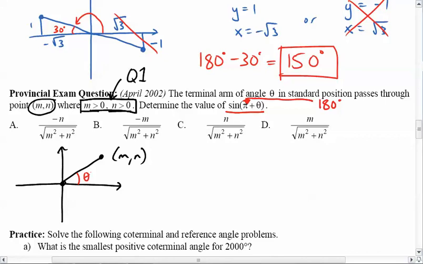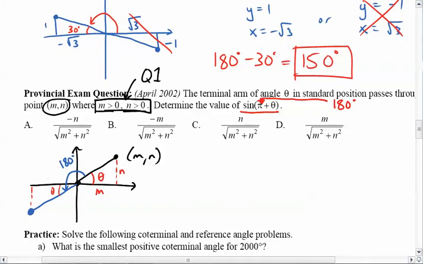Do you know which quadrant that angle is going to end up in if I add 180 to it? Quadrant 3. That's just going to turn it into a straight line. So I'm just taking 180 more. Do you know what the reference angle is? Doesn't change. The reference angle is still theta. So here n is the height, m is the base. On this triangle, it's a similar triangle. It still has m and n.